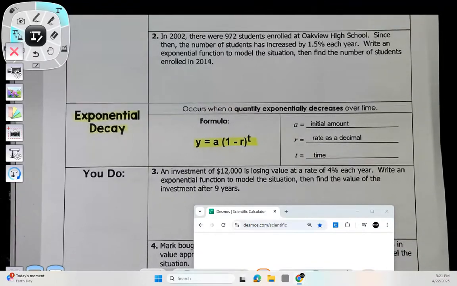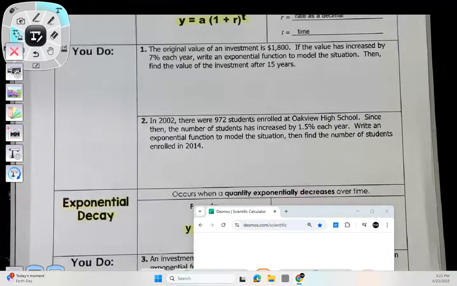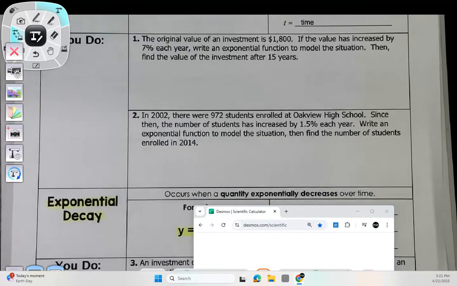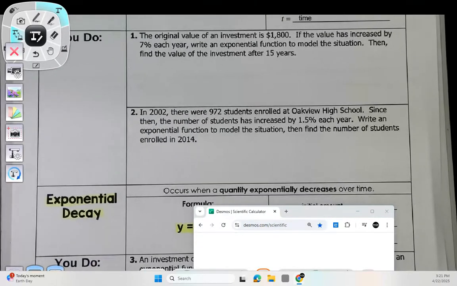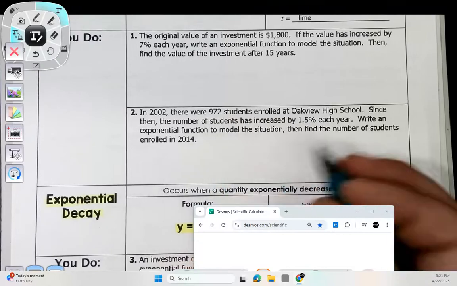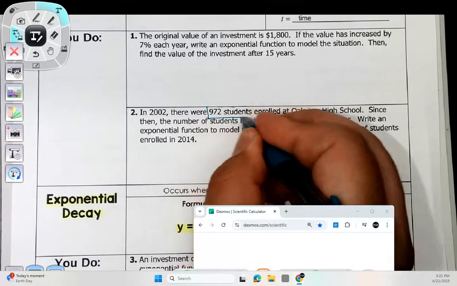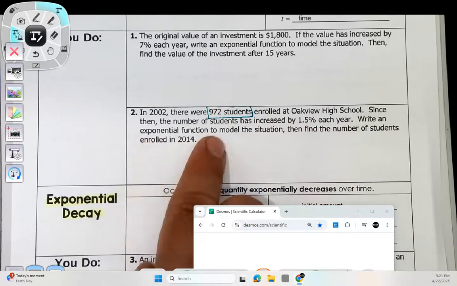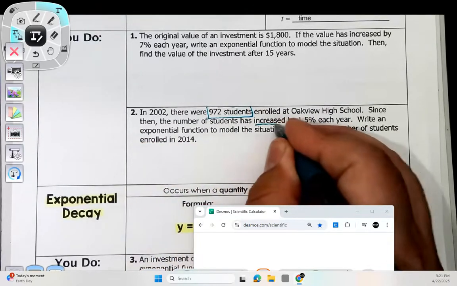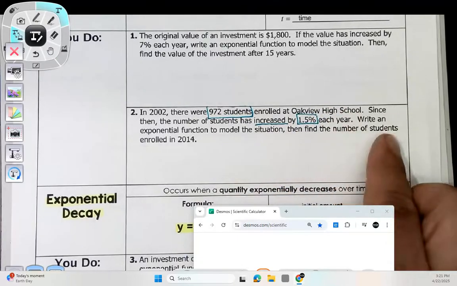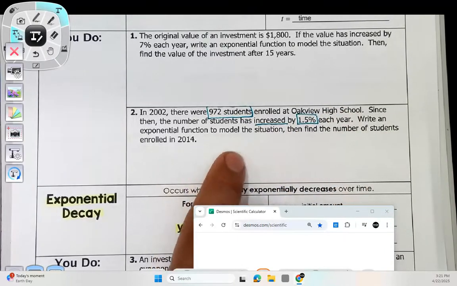So there's 4 questions on this page. I'm going to do one of them with you. So I want to do number 2. And if you notice, I would have Desmos ready at the bottom because we are going to need Desmos eventually for this problem. So I want to do this problem with you for a reason. Let's read it first. In 2002, there were 972 students enrolled at Oakview High School. Since then, the number of students has increased by this percent each year. Write an exponential function to model the situation.